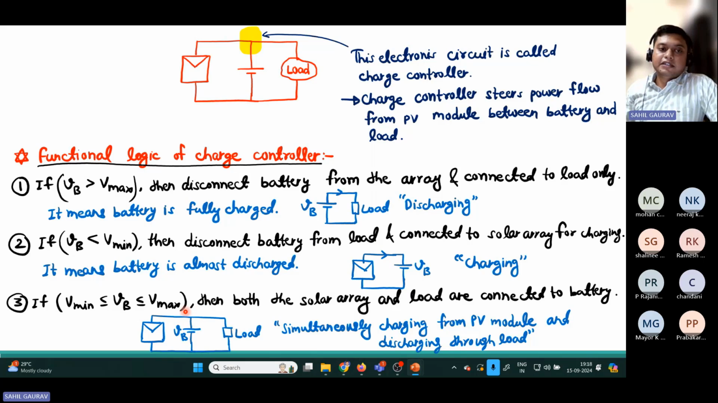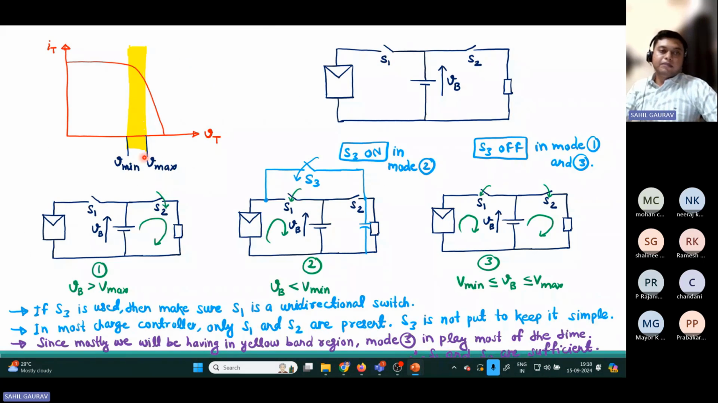So the last logic is that you can simultaneously charge the battery from the PV module and discharge through the load. So what are this Vmin and Vmax? Vmin and Vmax is the band such that your PV is operating in the MPPT region. So how will you implement this logic when PV, battery and load, all three are present?